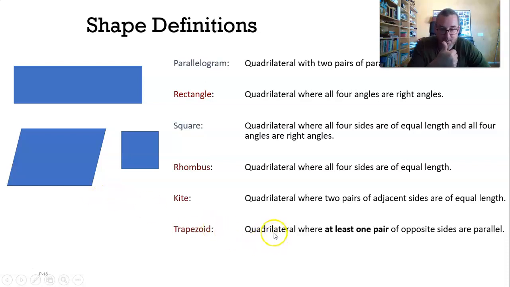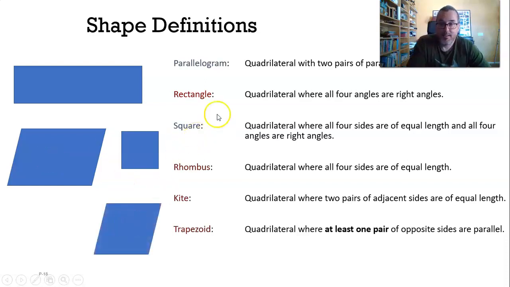Is this a trapezoid? At least one pair of opposite sides are parallel. There's one. There's two. Yep, this thing's a trapezoid. This thing is a parallelogram and a trapezoid.